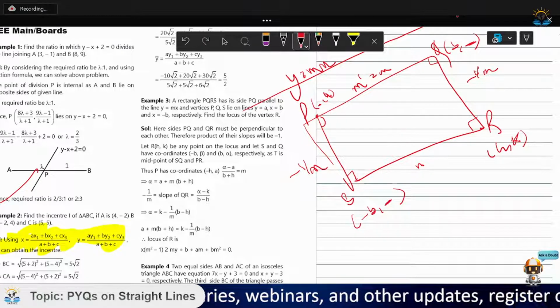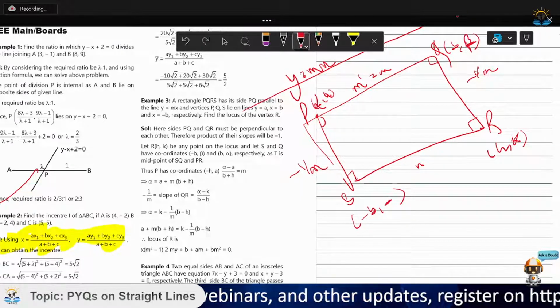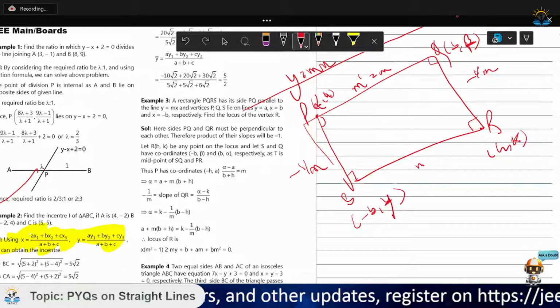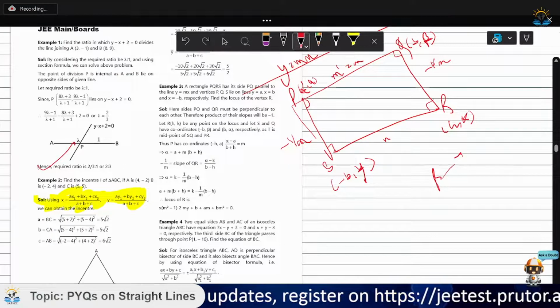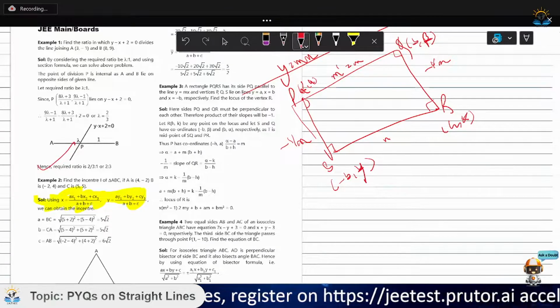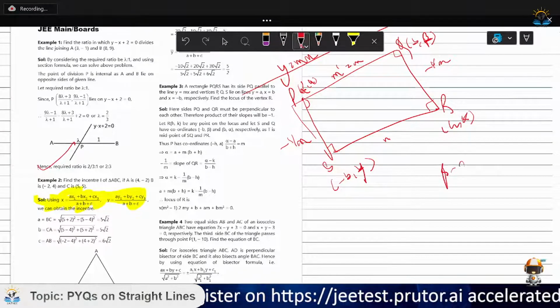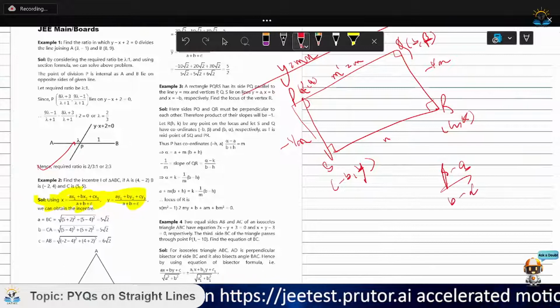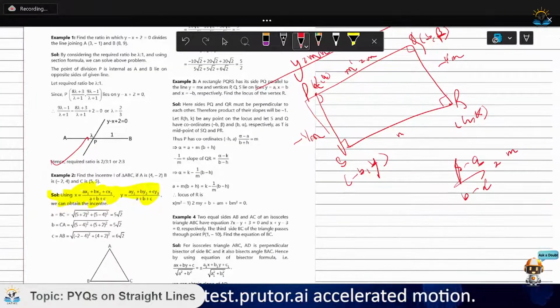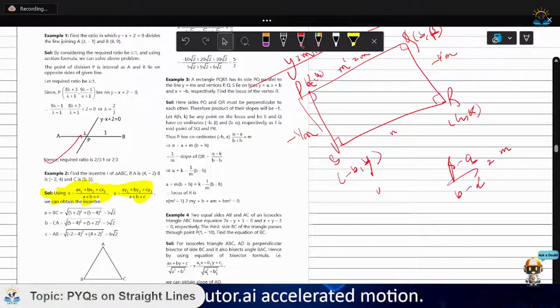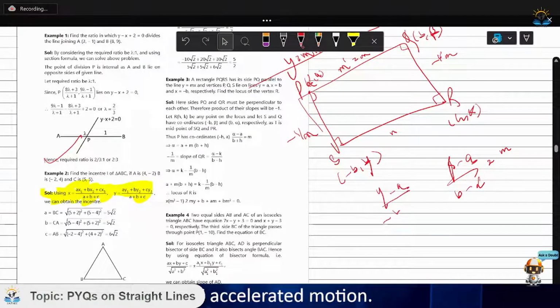Okay, so let us solve. Let this be alpha, let this be beta, let this be gamma. So first things first, (beta minus a) upon (b minus alpha) is equal to m. Then we have (gamma minus a) upon (minus beta minus, sorry, minus b minus alpha) is equal to minus 1 by m.